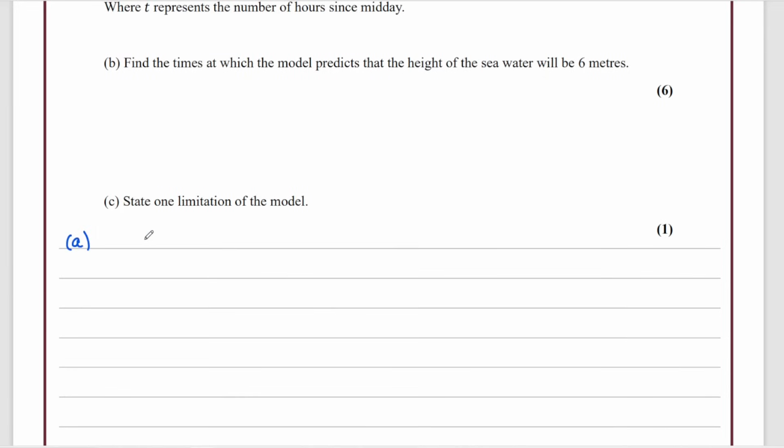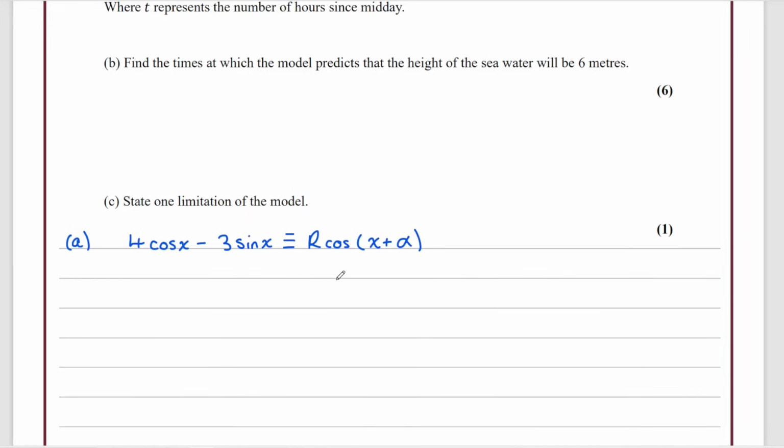Now for part A, we have 4 cos x minus 3 sin x. We want to show that this can be expressed in the form r cos of x plus alpha.